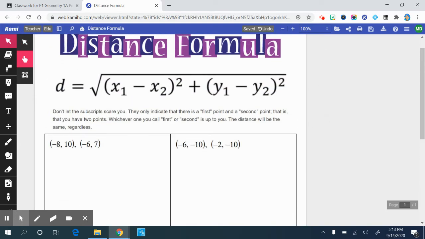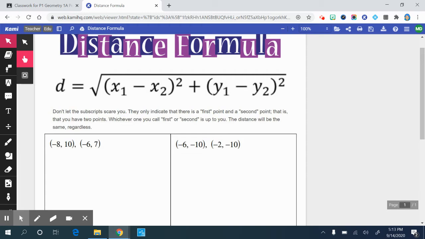So there is our distance formula. It comes from the Pythagorean theorem, and you take the difference of the two x values and square it, and then you take the difference of the two y values and square it, and then you add those values together, and then you take the square root. The subscripts, don't let them scare you. They just tell you which ordered pair they go with.